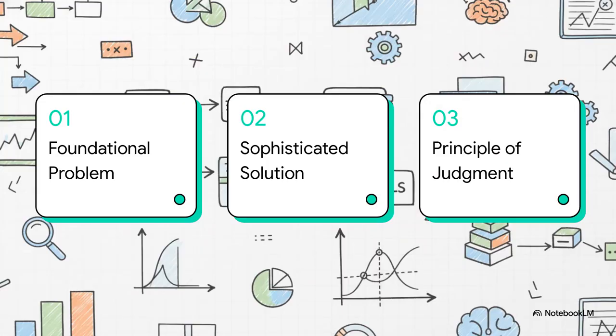So here's our roadmap for this investigation. First up, we're going to uncover a fundamental, critical problem with a very common method that a lot of us use. Then, we'll equip ourselves with some seriously sophisticated solutions to fix it. And finally, we'll learn the principle of judgment. How to choose the absolute best model when you have multiple, pretty good candidates staring you in the face.